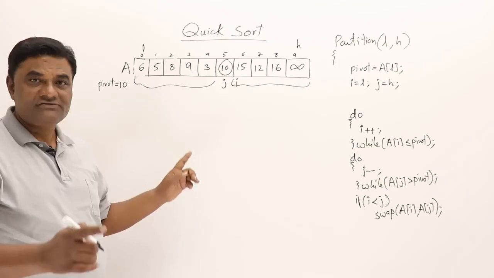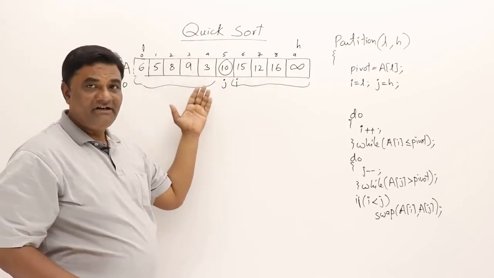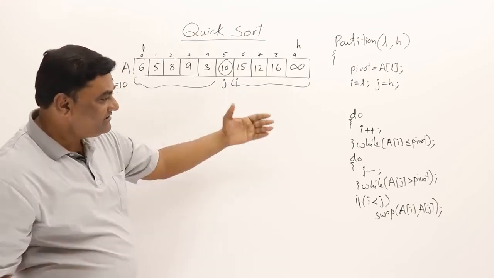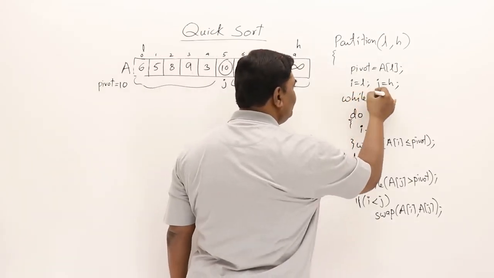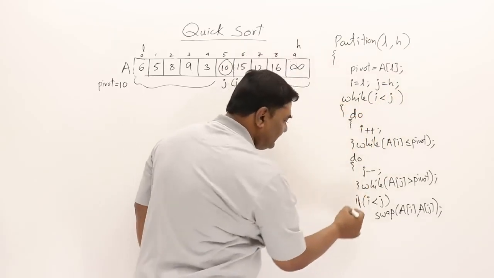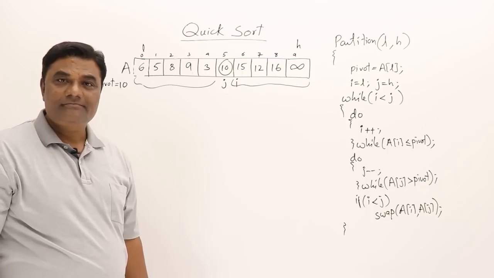This is just one comparison. Then again continue incrementing i and decrementing j, compare them and swap. So this process has to be repeated. So I will write this whole thing in a loop. How long should I do this? While i is less than j. This should continue as long as i is less than j.